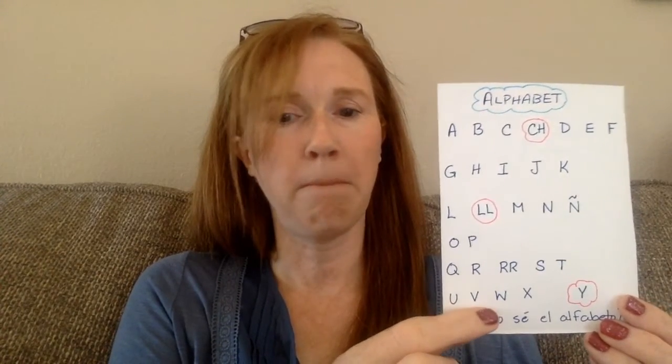The R, when you have two R's, is a much longer trill. An R at the beginning of a word will have that same longer sound to it. Q, R, R, S, T. U, V, W, X, Y.